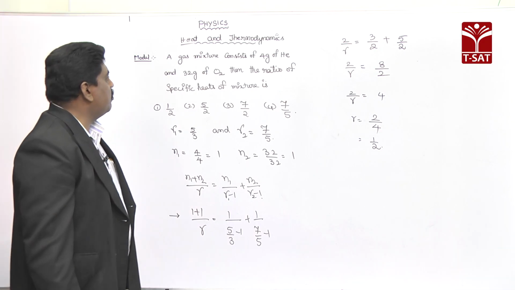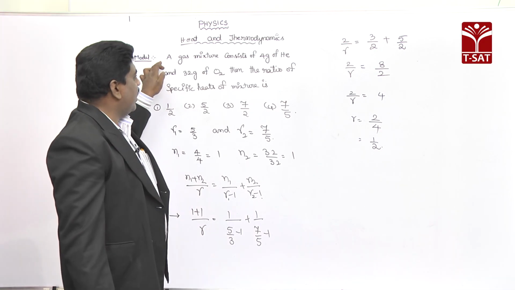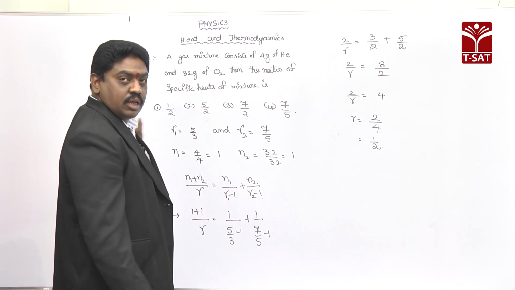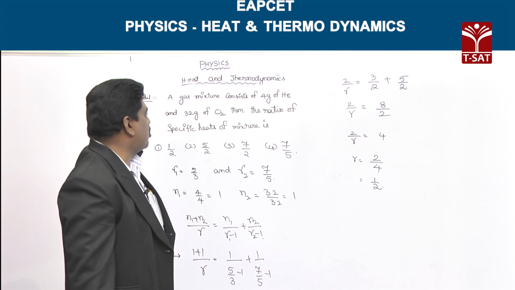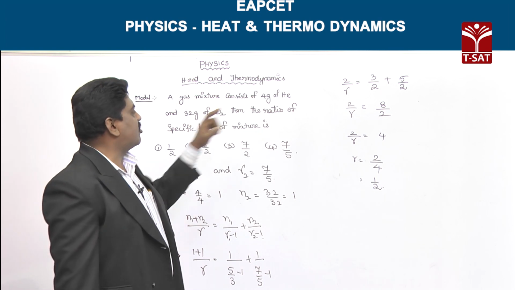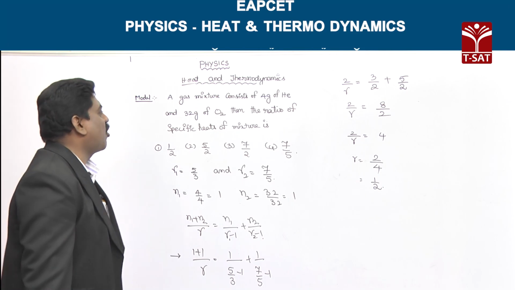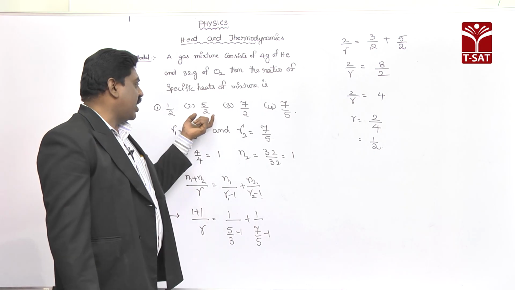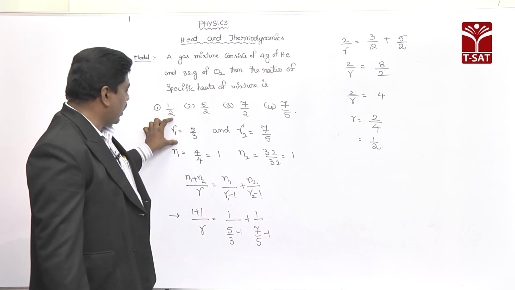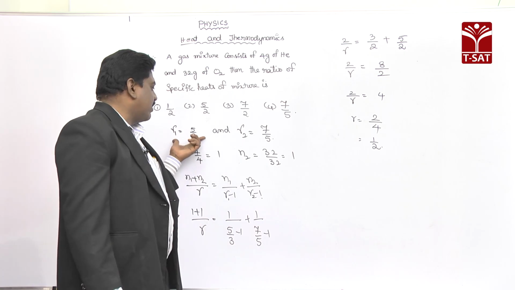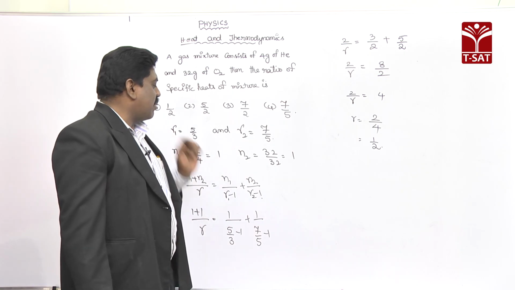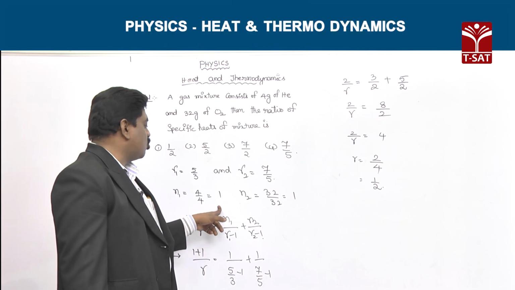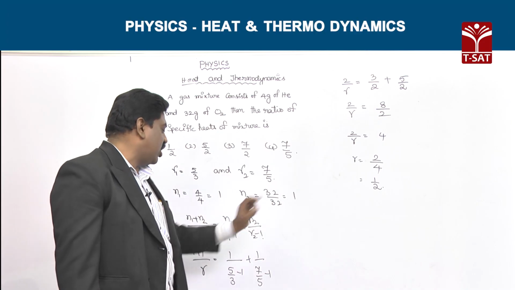Now, let us take a problem on mixture of gases. Let us understand the mixture of gases here. A gas mixture consists of 4 grams of helium and 32 grams of oxygen. Then the ratio of specific heats of the mixture is, options given are 1 by 2, 5 by 2, 7 by 2 and 7 by 5. For monoatomic gas, gamma is 5 by 3 and for diatomic gas, gamma is 7 by 5. Number of moles for helium is 4 by 4 equals 1, and for oxygen it is 32 by 32 equals 1.